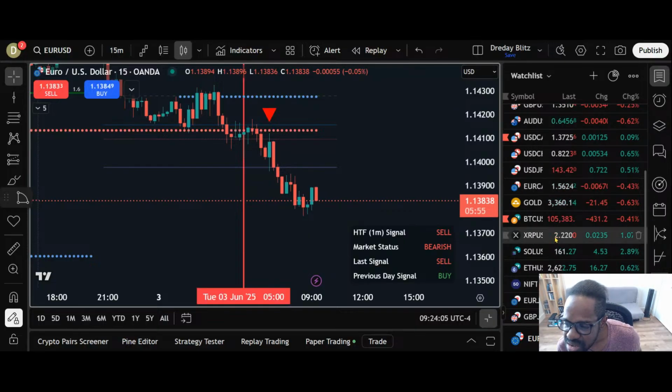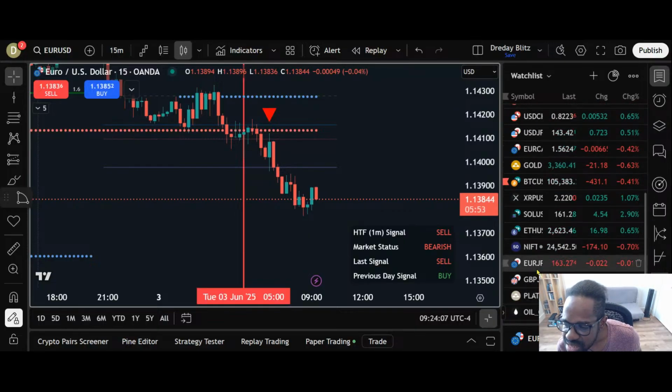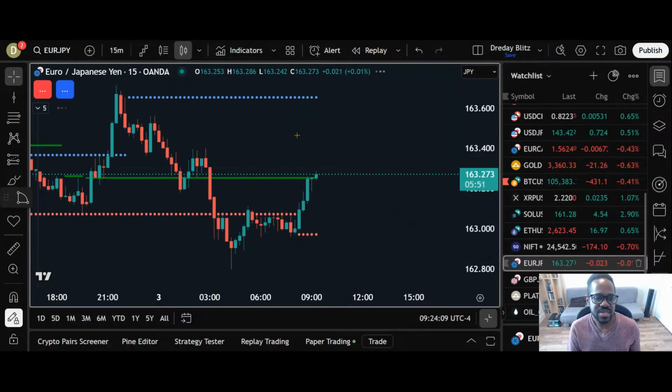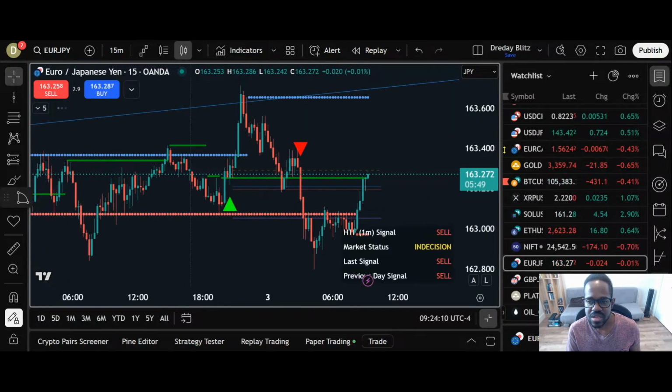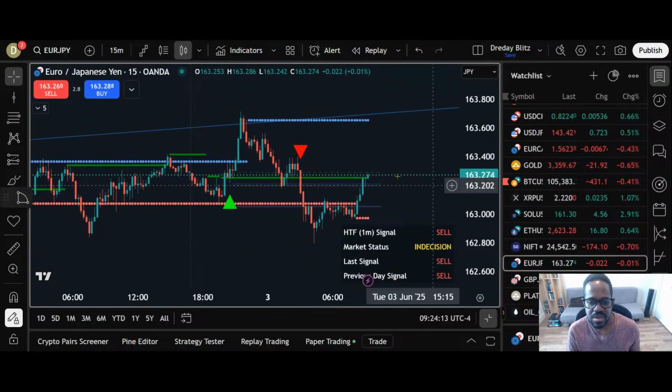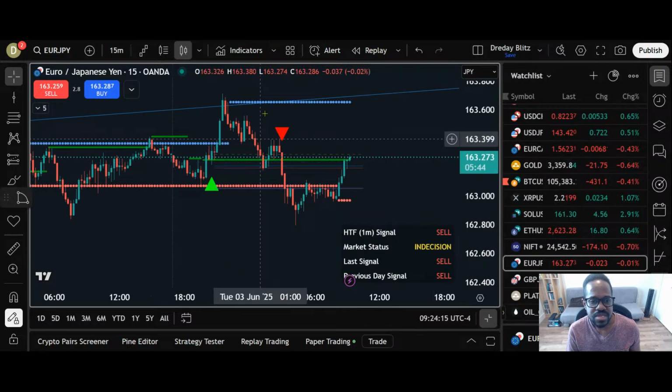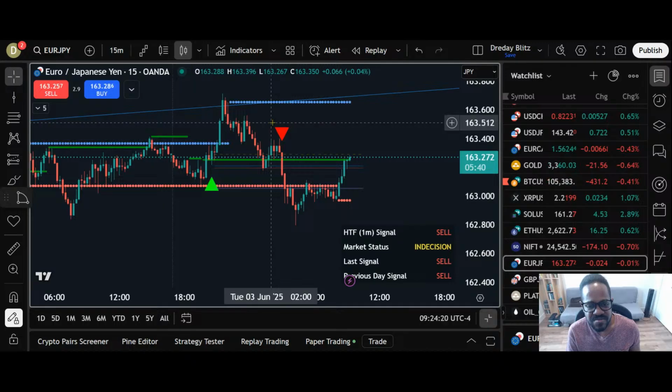So let's go on. I'm just going to look at the Euro JPY to see exactly what happened. So we did have a sell at London. Now it's retracing.